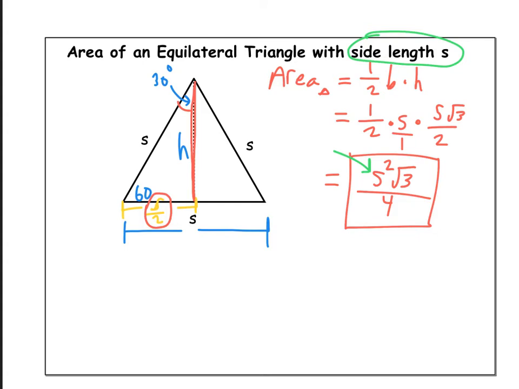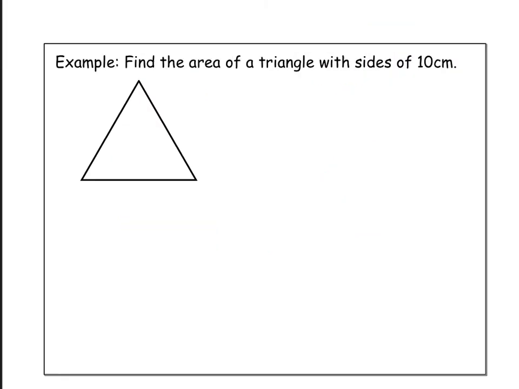And again, write this down. I'm not expecting you to memorize all these formulas and whatnot, but just have it written down. If you see a question that asks for the area of an equilateral triangle, that's the formula we're going to use. So let's go ahead and set one up. Here we go. Here's one. We need to find the area of a triangle with sides of 10 centimeters. They're just telling us the sides are 10, so I'm assuming all three sides are 10. It's equilateral.